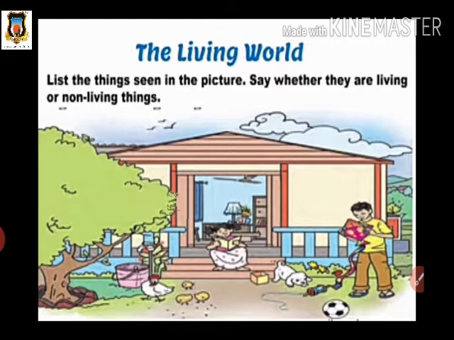First, in your textbook there is a picture, and it asks us to list the things seen in the picture and classify them, saying whether they are living things or non-living things. So first we see which things are in this picture.